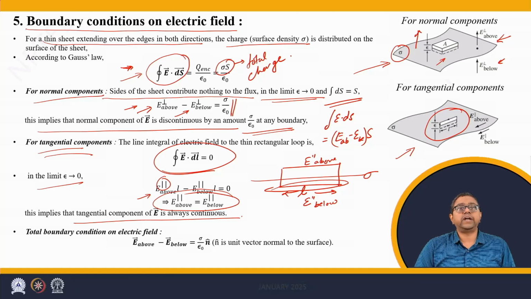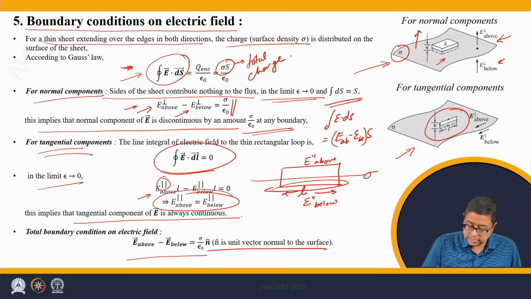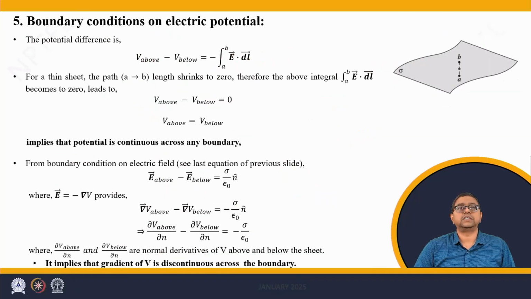Thus, the total boundary condition on an electric field is E vector above minus E vector below equals sigma by epsilon n cap. Here n cap is the unit vector normal to the surface. Since the tangential component is absent, the resultant boundary condition is directed along the normal to the surface. This gives the overall idea of the behavior of the electric field on boundaries.